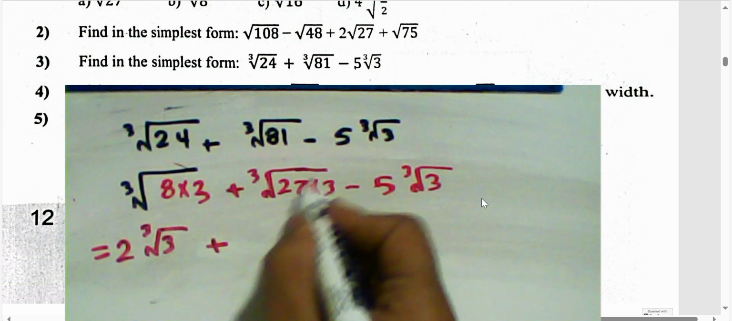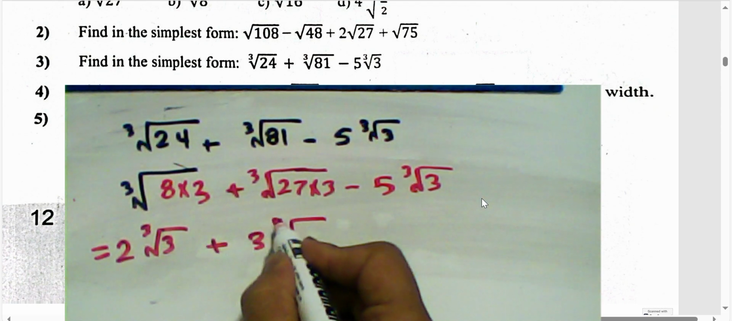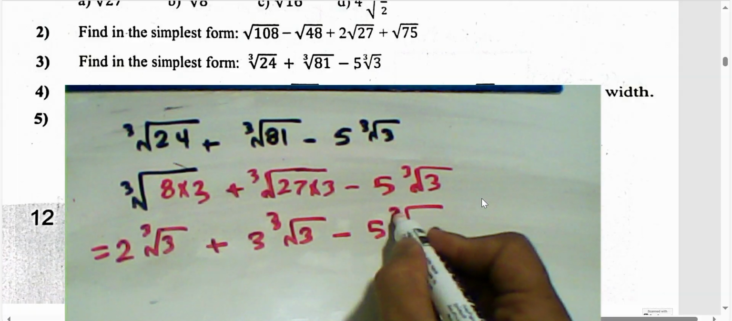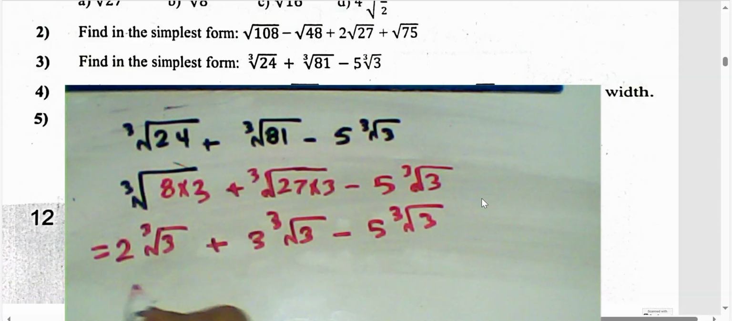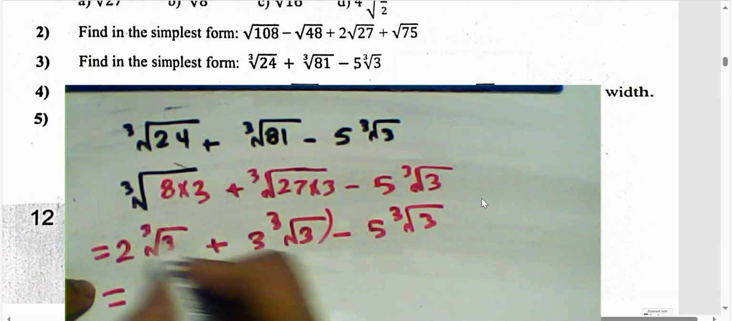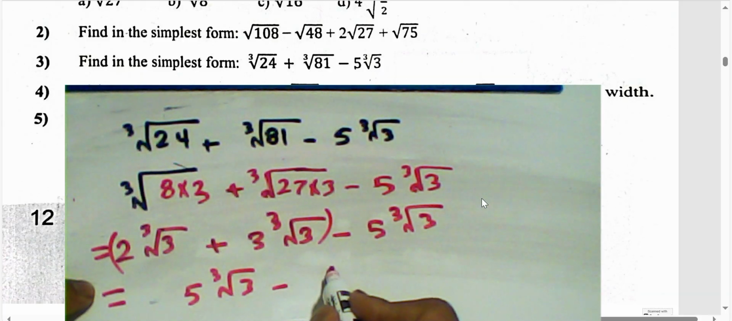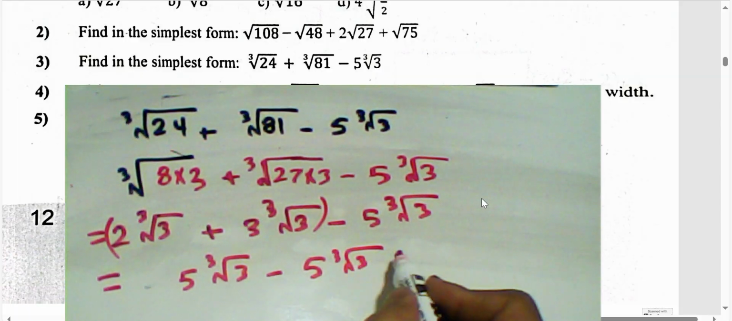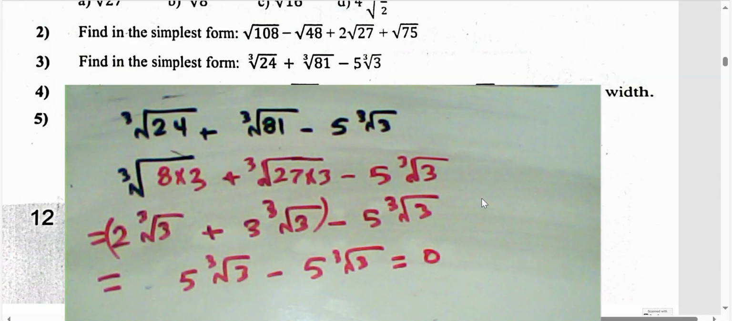And cubic root of 27 equals 3, so 3 product by cubic root of 3. Subtract 5 cubic root of 3. Then 2 plus 3 is 5, so 5 cubic root of 3 subtract 5 cubic root of 3. Then the answer will be 0. The difference between them is 0 here. We have a number and the negative inverse of this number.